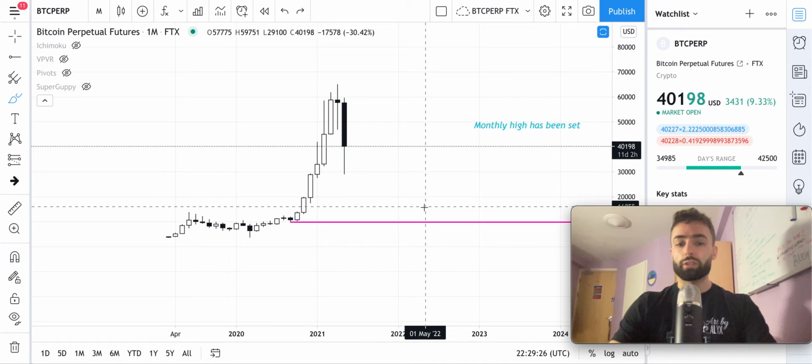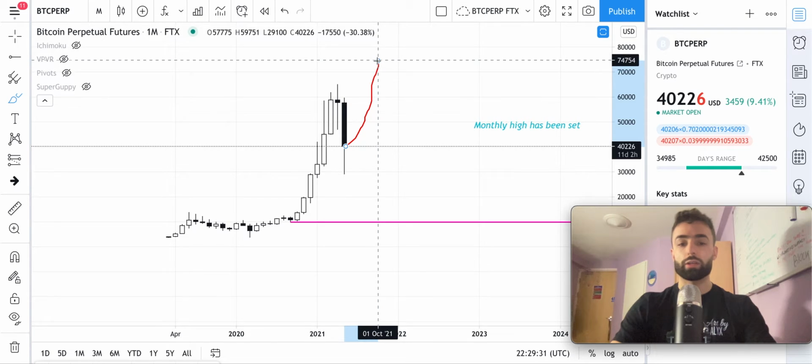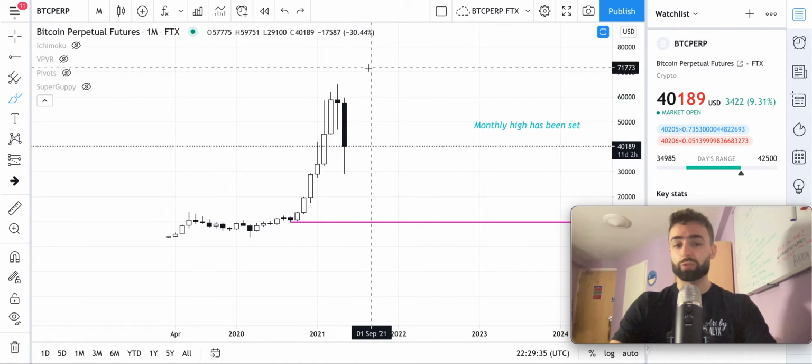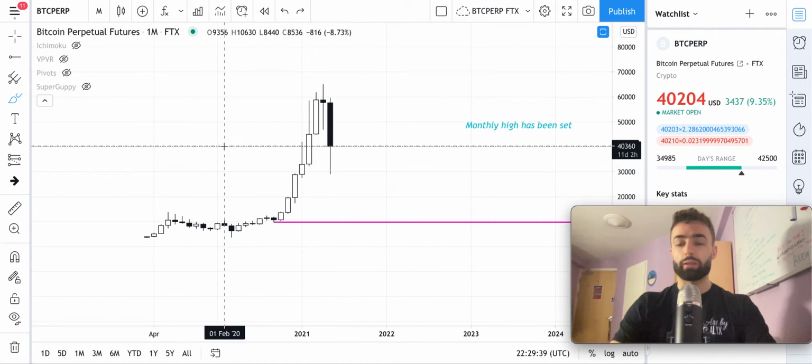Both of those are the scenarios that I see playing out, because I don't really see the scenario where we just set the low and then go up from there. I mean, it is possible. That's the most bullish scenario, but that's unlikely given the magnitude of the drawdown that we've seen.